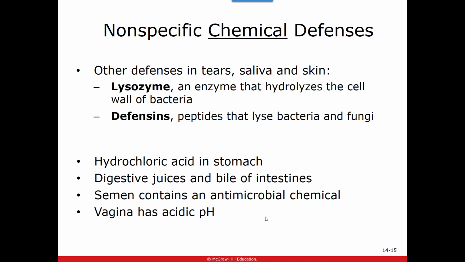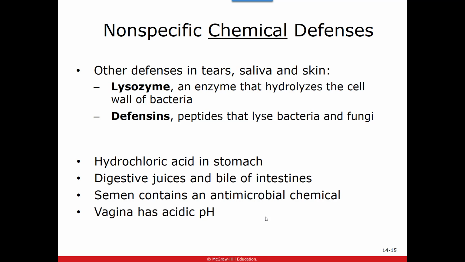Some other chemical defenses: we have that strong acid found in our stomach that kills a lot of microbes. We have digestive juices and bile found in the intestines that kill and inhibit a lot of microbes. Semen contains an antimicrobial chemical because we don't want it to be infected. And the vagina also has an acidic pH that inhibits microbes from growing.